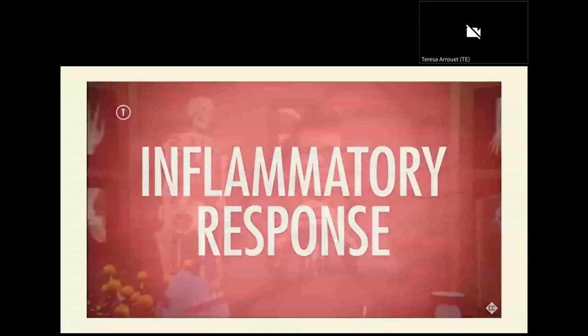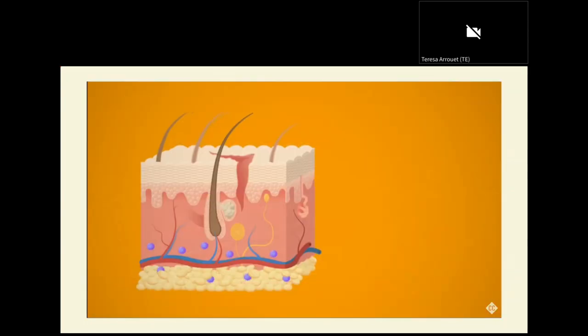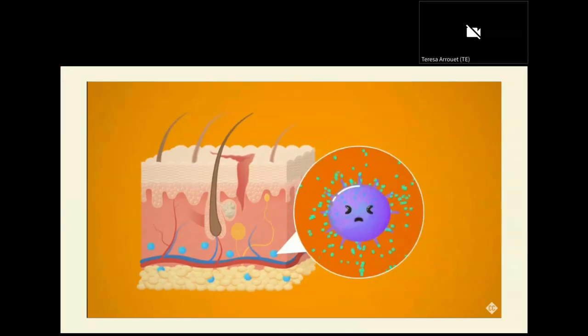This is basically an internal fire alarm, only it uses chemicals instead of sirens to get the message across, and instead of smoke and fire, you sense redness, swelling, heat, and pain. For example, in the event of injury, specialized mast cells in your connective tissue send out histamine molecules, and histamine is great at calling in the cavalry.